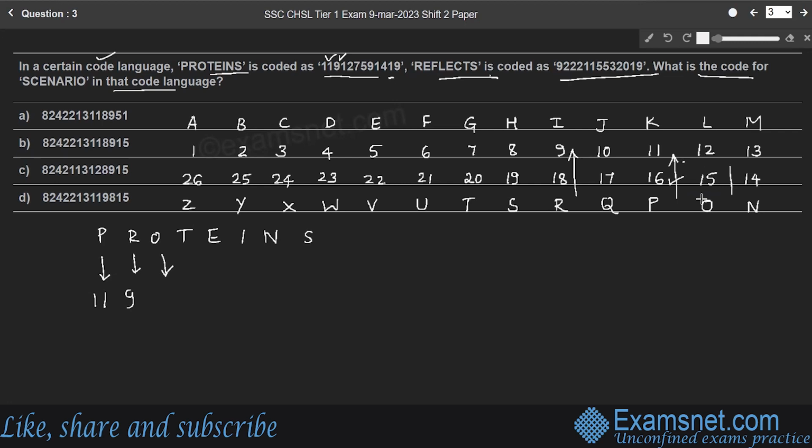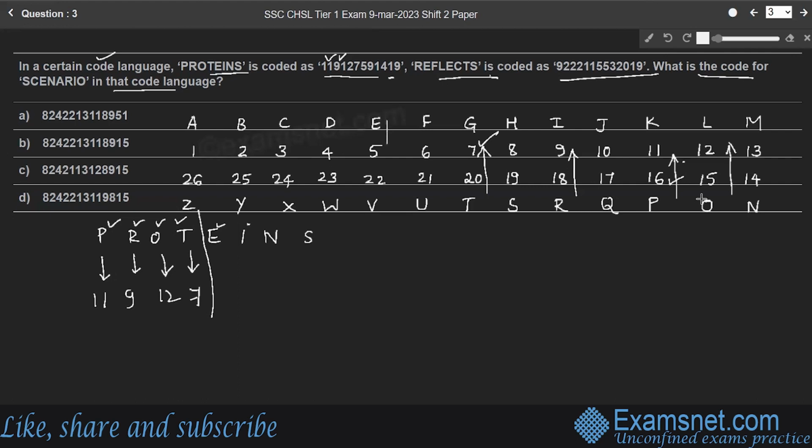So next is O. O is coded as its opposite positional value, which is 12. Similarly, T's opposite positional value is 7. Therefore, T is coded as 7. So we'll make two parts in that. In the first part, we have taken 4 letters P-R-O-T. In the second part, we have E-I-N-S.